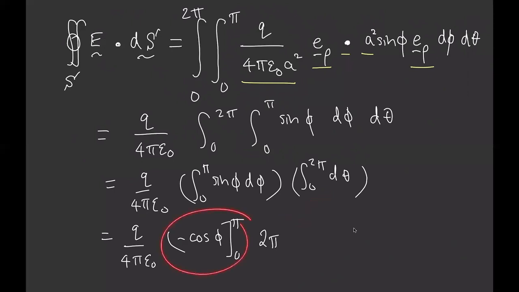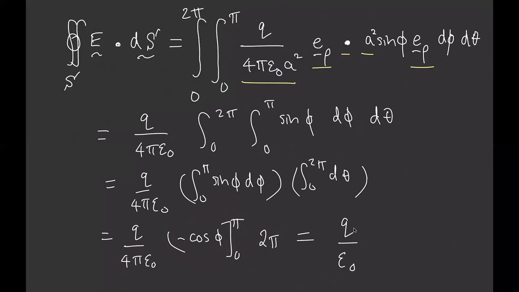And when I do this integral, what I'm going to get, well, cosine of pi is -1 and cosine of 0 is 1. So this gives me a factor of 2, as it turns out. So this pi and this pi will cancel. This 2 and this factor of 2 will cancel with this 4. So you're left with this q over epsilon naught, right?